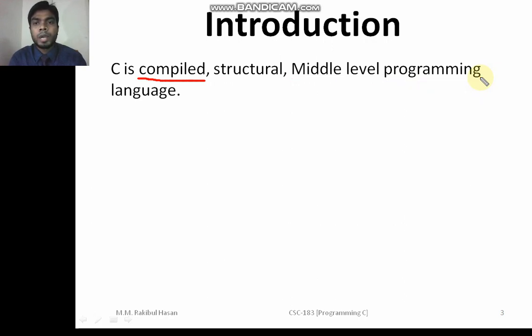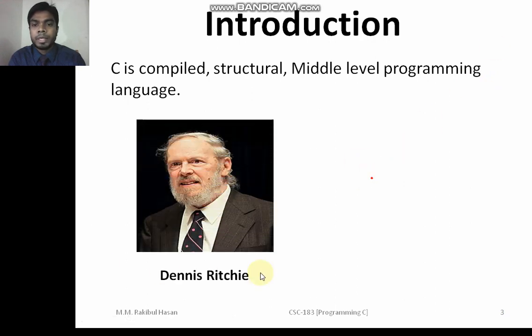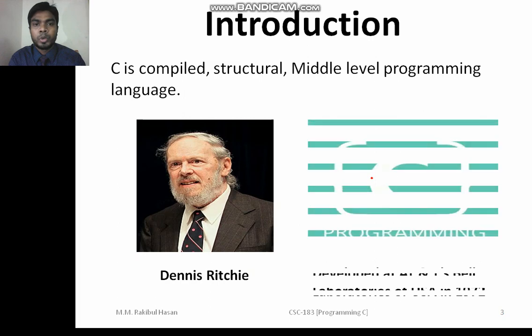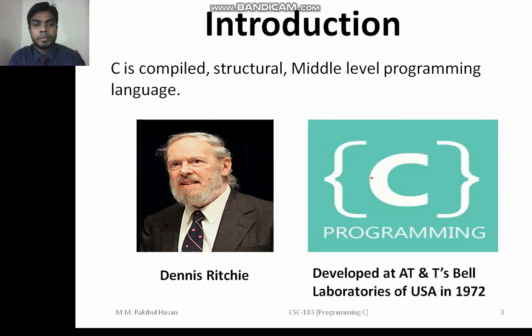Now I would like to discuss who is the founder of C programming language. So here is the person. Let me show you. Dennis Ritchie. Dennis Ritchie is the founder of C programming language, and this programming language was basically invented in 1972. Dennis Ritchie developed this C programming language in the year 1972 at Bell Laboratories in the USA. So this is the short introduction about the C programming language.